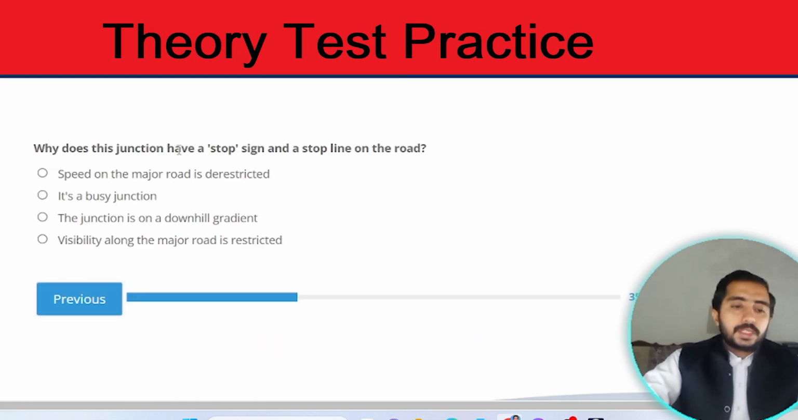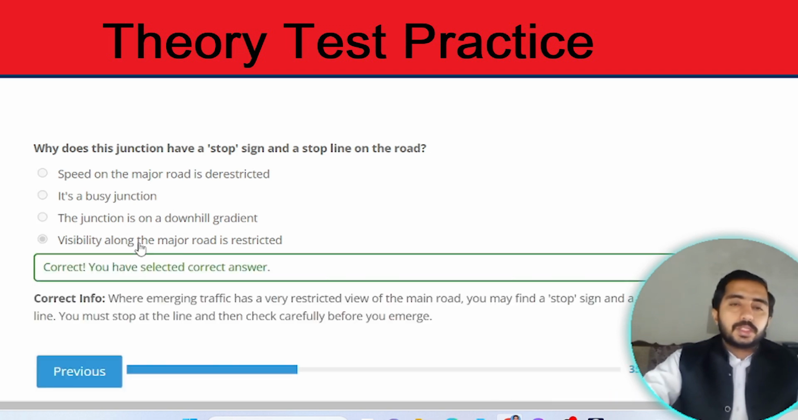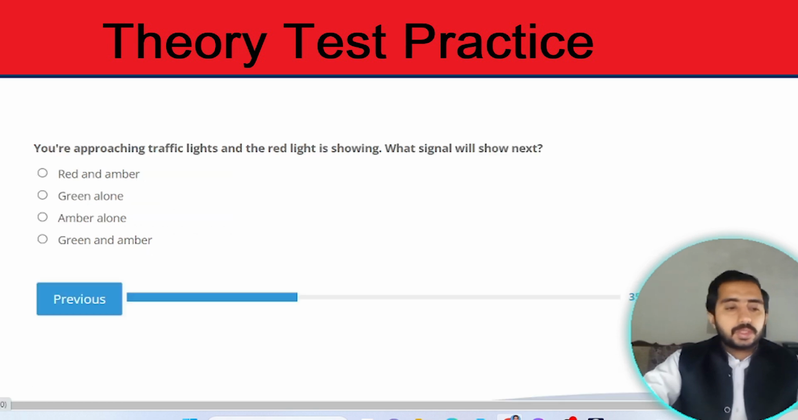Why does this junction have a stop sign or a stop line on the road? The correct option is that visibility along the major road is restricted. Option D is the correct one. Next question. You are approaching a traffic light and the red light is showing. What signals will show next? The next signal is red and amber.